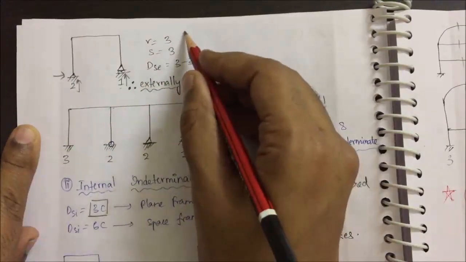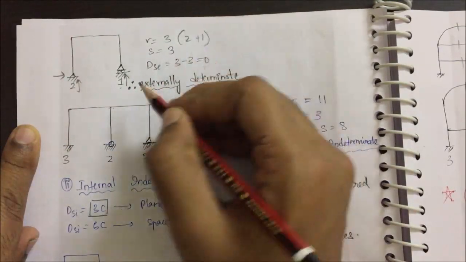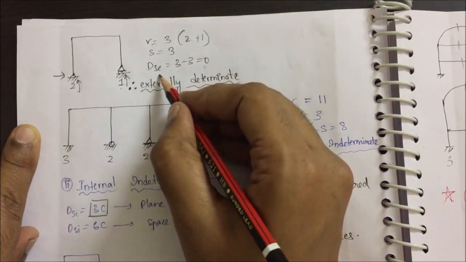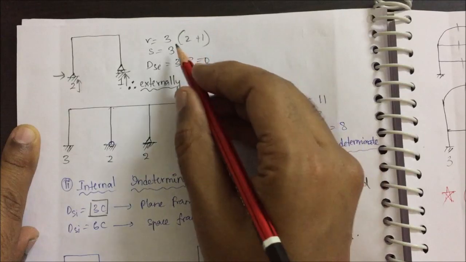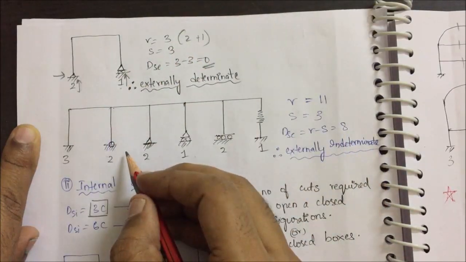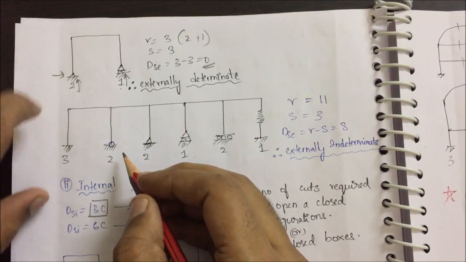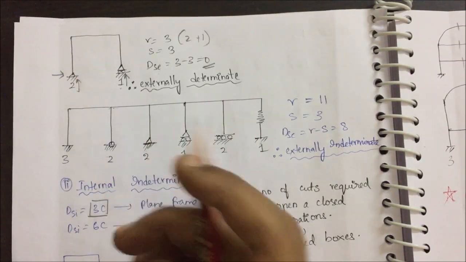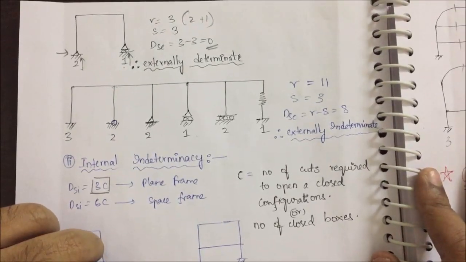So my r is 2 plus 1, which is 3. Fine. My number of equilibrium equations is 3. Therefore my Dsc value is r minus s, which is 3 minus 3, equal to 0. If Dsc is 0, then what should we call it? We should call this structure an externally determinate structure. Simple, isn't it? Now let us see a complicated structure.